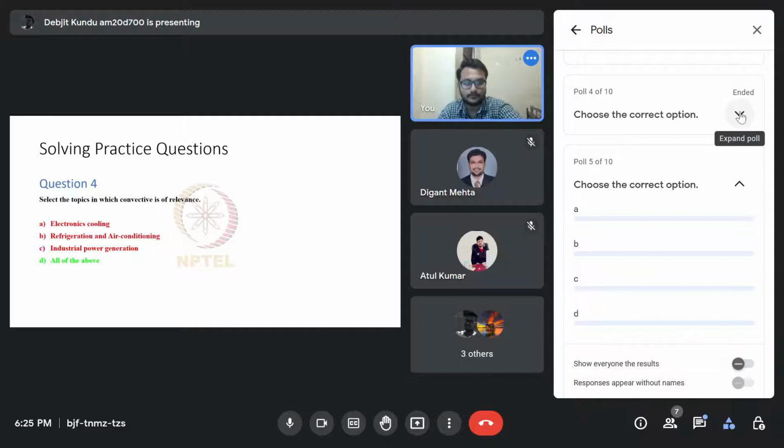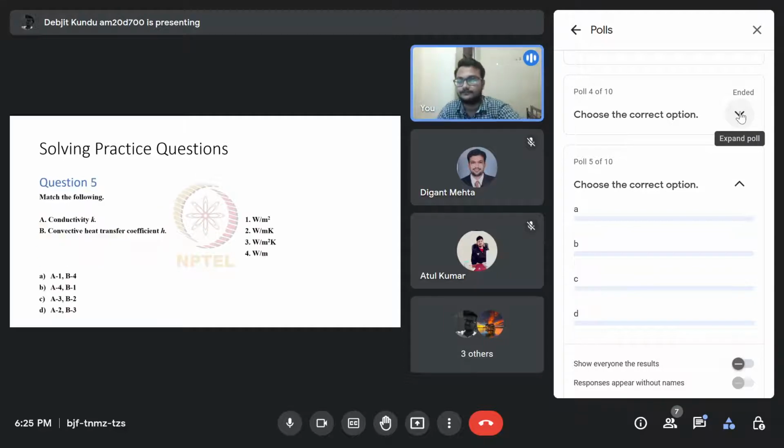Okay, so I hope that clears things up. If there are no questions, we will keep moving on. We'll move on to question number 5, which says match the following. It's a very simple one. There are two columns. The first column has only two options: conductivity K and convective heat transfer coefficient H. And on the right hand side, there are several units. Option 1 is watt per meter square, option 2 is watt per meter Kelvin, option 3 watt per meter square Kelvin, and option 4 watt per meter.